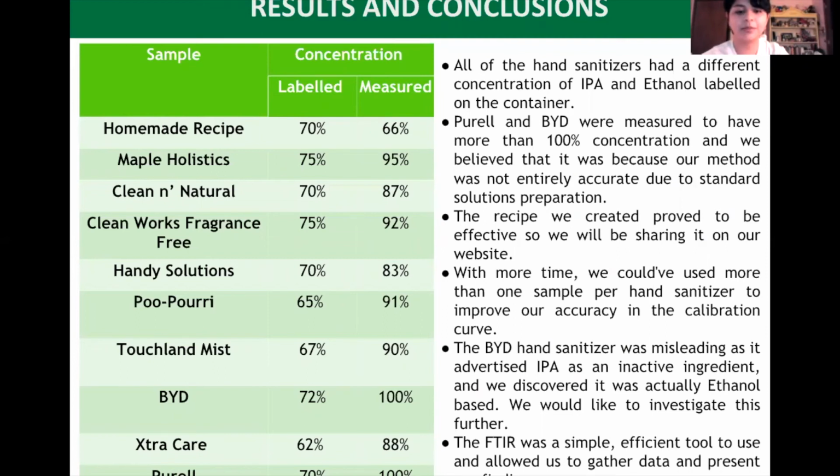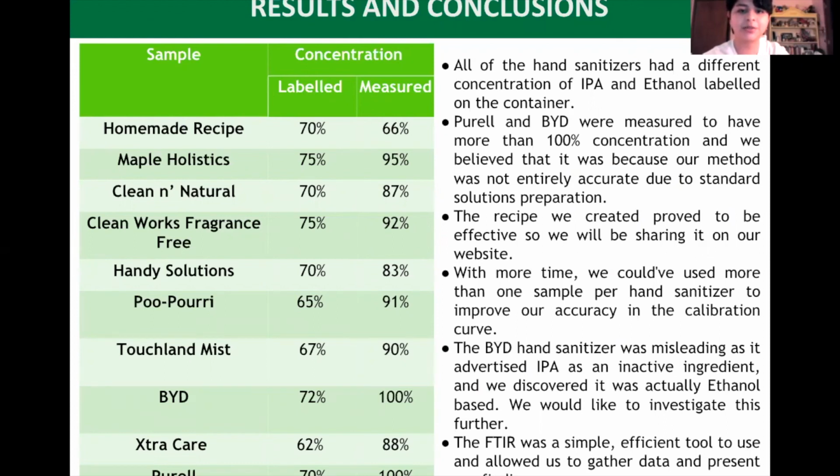The BYD hand sanitizer was a particular case that we want to look into since it listed IPA as an inactive ingredient on its label, and we discovered that it was actually ethanol-based, proving that not all hand sanitizer brands are transparent when it comes to sharing what they put in these products. In the end, using the FTIR was a great tool to gather information to complete our research.